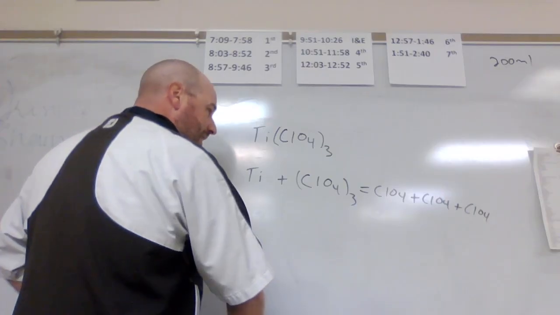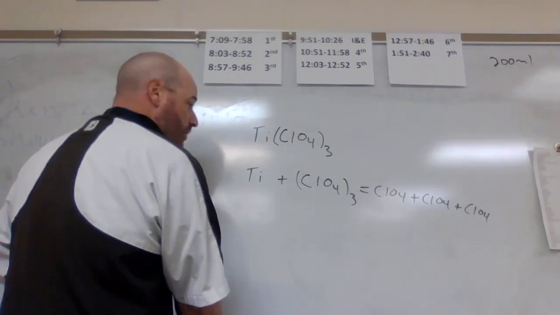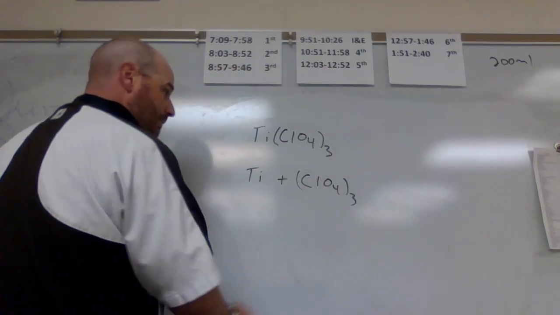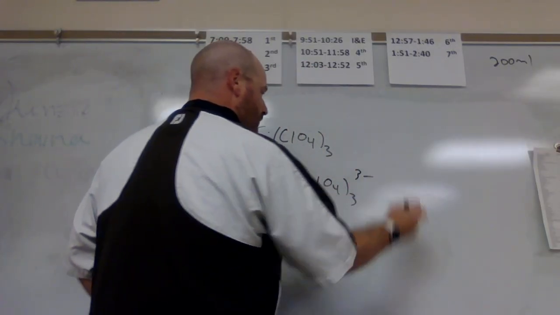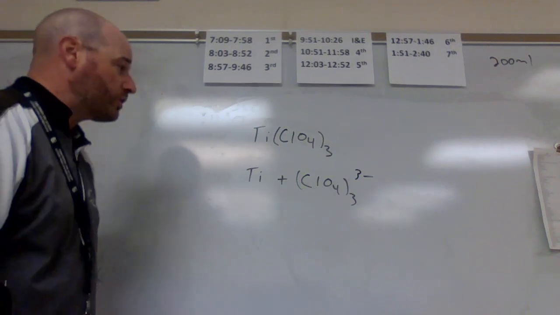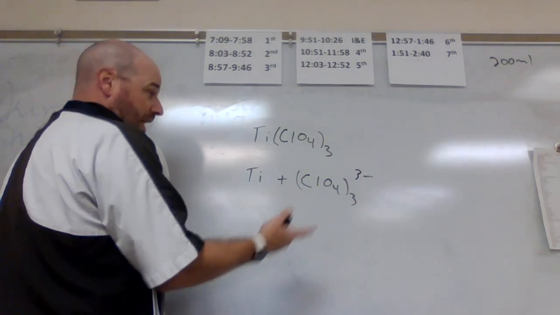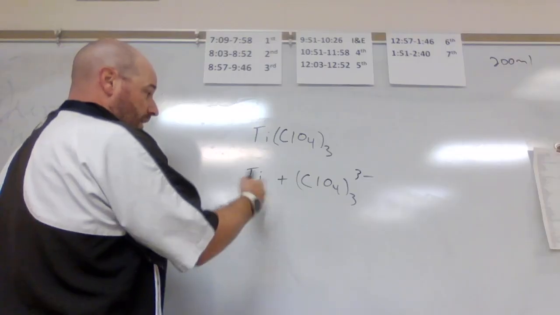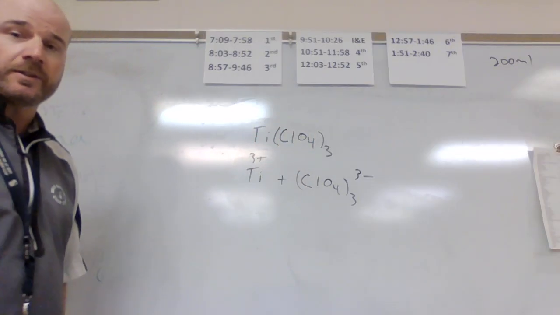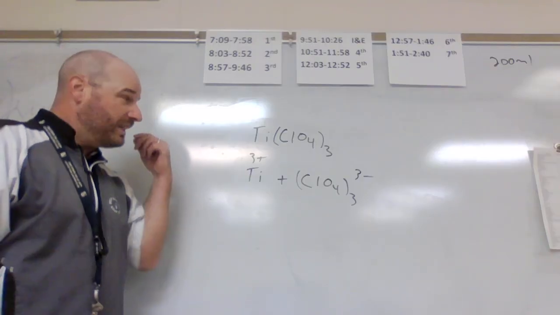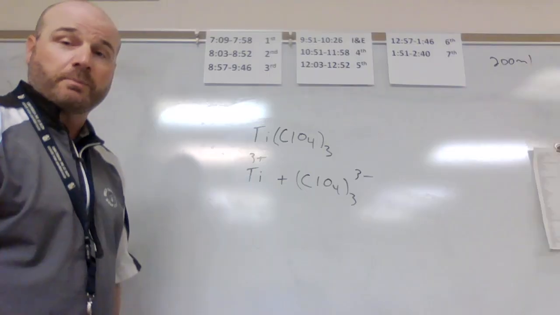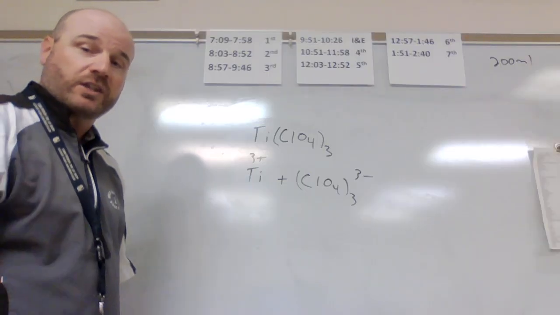All right, so that means that the overall charge on that perchlorate, with 3 of them that need to be balanced, is going to be a 3 negative charge. So all those added together is going to equal that 3 negative charge. So we need to balance it. What does that mean? That means that we need our titanium to be 3 plus. And that's it. And then we're balanced. So that's about the extent of what we're dealing with here with these transition metals and assigning oxidation numbers.